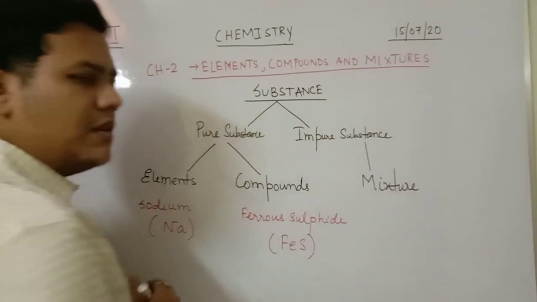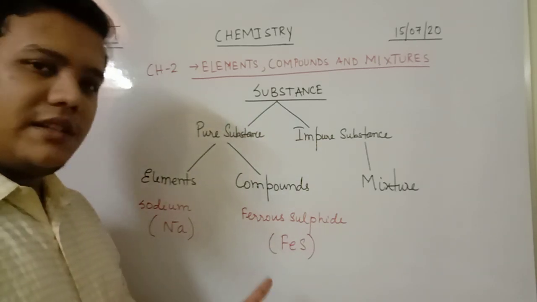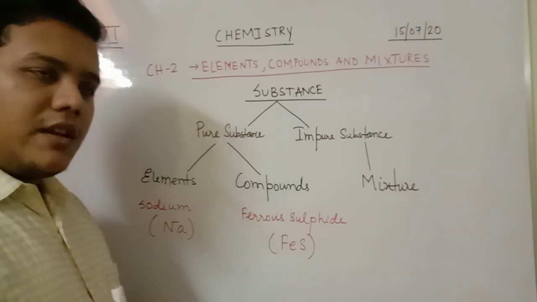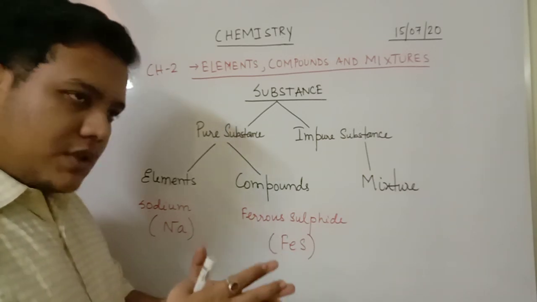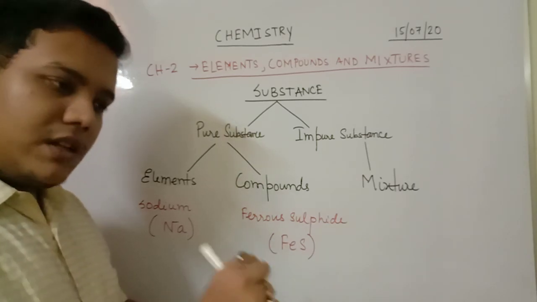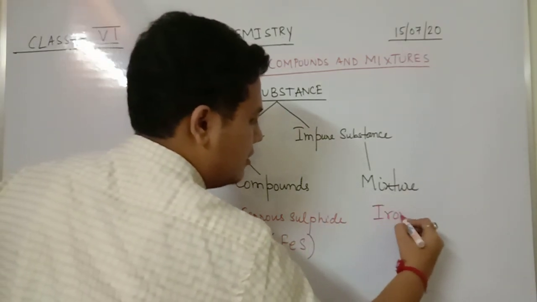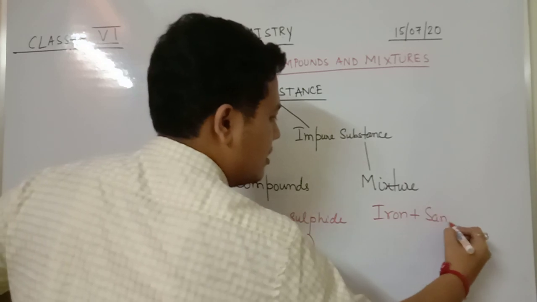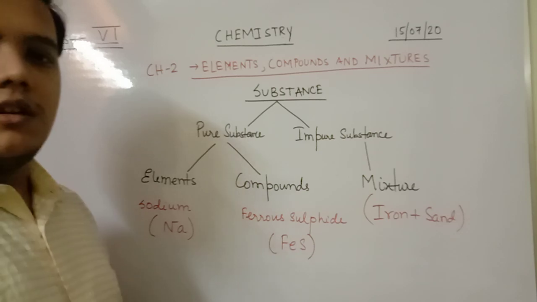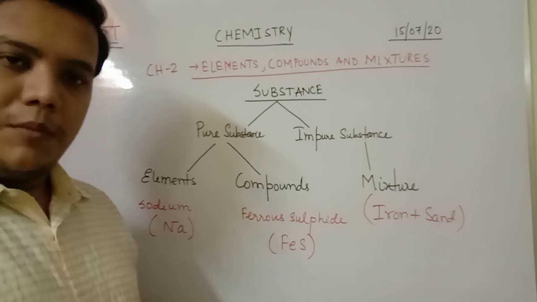Next, suppose we are taking a mixture of iron and sand. In sea beaches you have seen the sand. If you mix some iron particles with the sand, is it possible for us to mix everything, sand and iron? It is not possible for us. We can distinguish them. So this is called a mixture. It does not get mixed with each other. It remains there with their own characteristic properties. I hope you have understood.